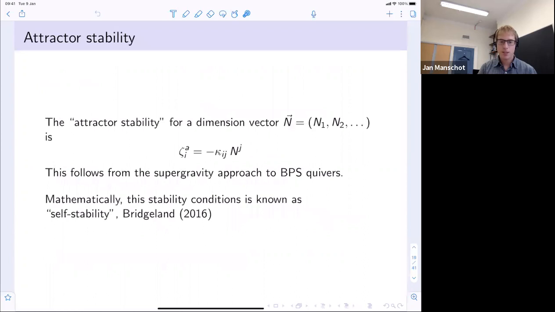Now a special stability is the notion of an attractor stability, which is the following. Given a dimension vector n with n_i, i up to the number of vertices, you choose these zeta_i as follows. I give that a superscript a for attractor, and they are defined as minus kappa_ij times n_j. One way to think of it is as arising from the supergravity approach to BPS quivers. If you go to the attractor point, one can show that in the corresponding dual BPS quiver description, the FI parameters satisfy this relation. And I think mathematically the stability is known as self-stability, arising in a paper by Tom from 2016.